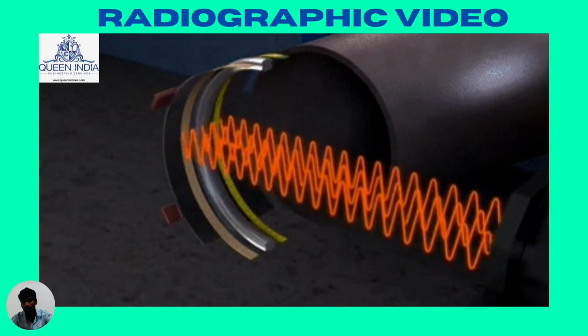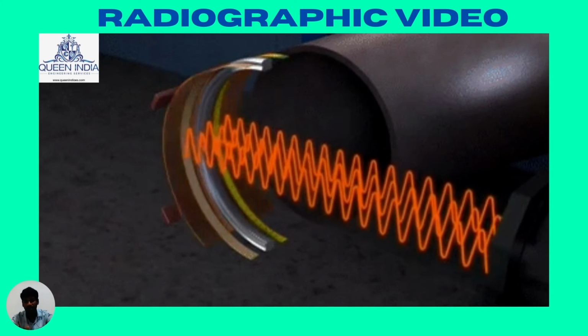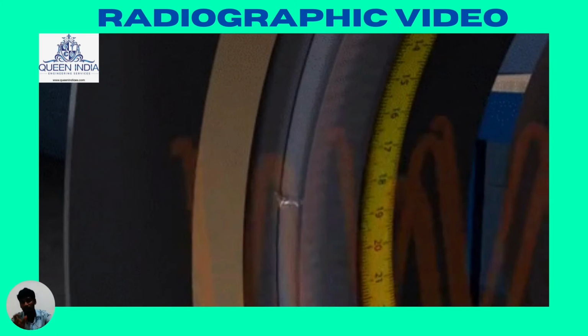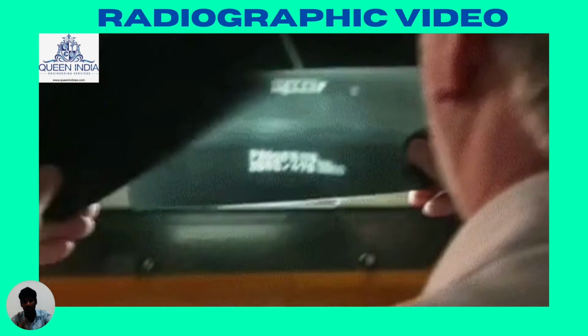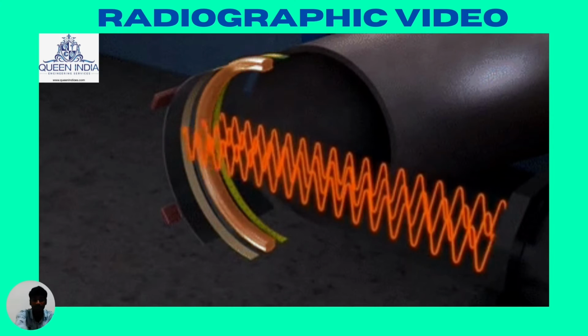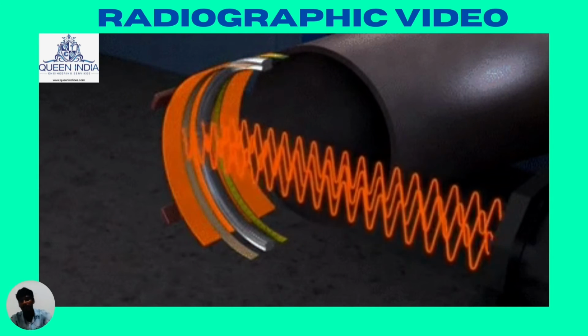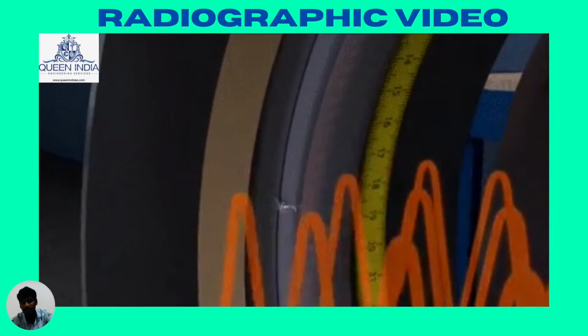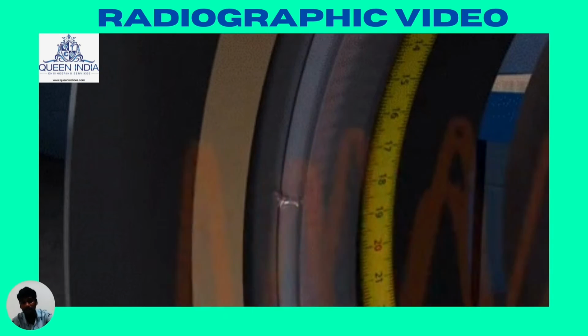This is a process of radiographic testing video. The ray passes through an object, and the film notices defects, and the film will show them. The radiation passes through the material so the defects are seen. This is a defect. This is a defect.